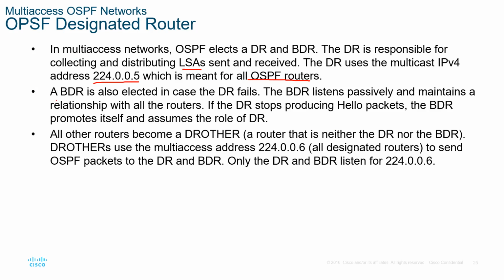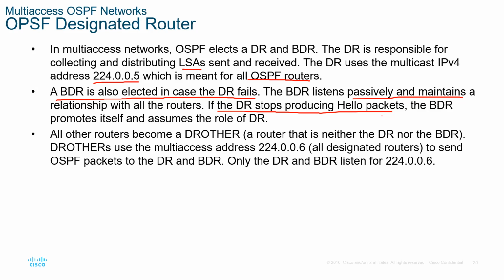A BDR is also elected in case the DR fails. The BDR listens passively and maintains a relationship with all the routers. If for any reason the DR stops producing hello packets, the BDR promotes itself automatically and assumes all the roles that the DR performs.